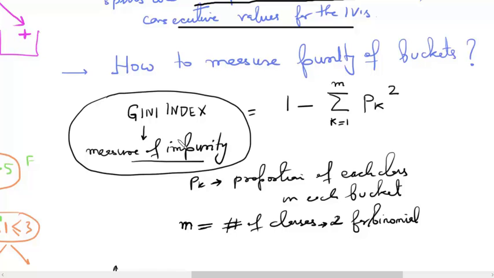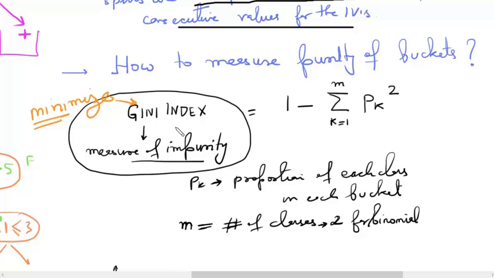Remember, it measures the impurity. And what is the goal of a decision tree? The goal of a decision tree is to form pure buckets. So the goal would be to minimize the impurity, to minimize Gini index. Let me write it down here: the goal of a decision tree is to minimize this quantity, the value of Gini index, and as it minimizes the value of Gini index, it indirectly increases the purity of the bucket, which is the goal of a decision tree.